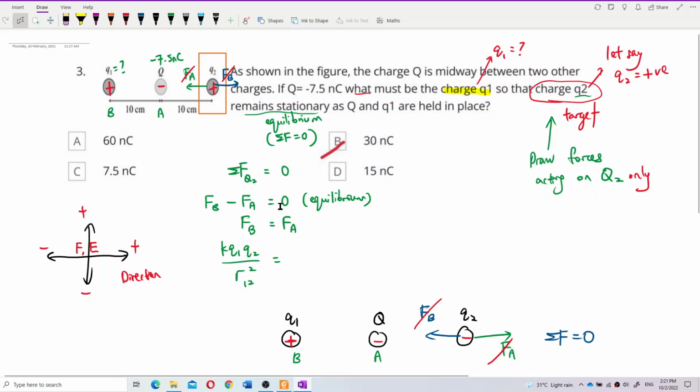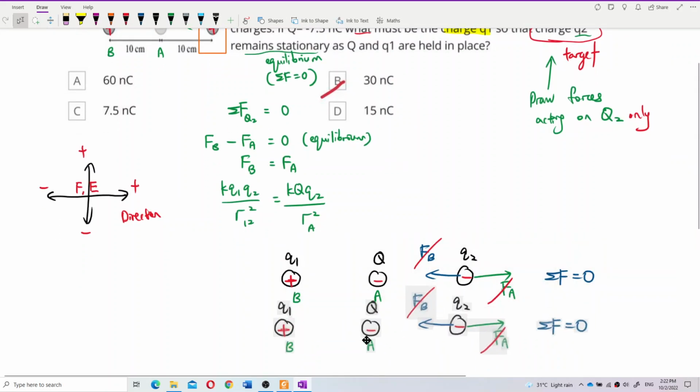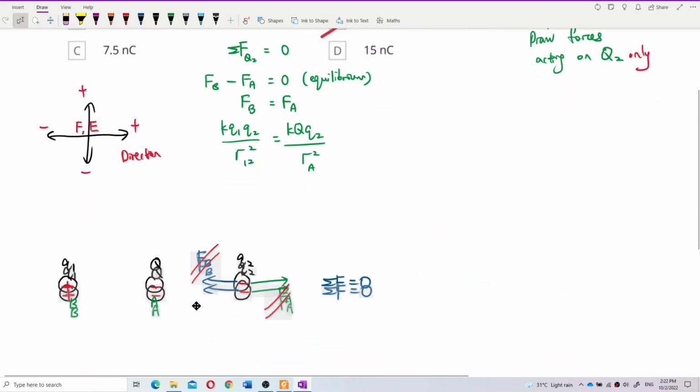And then how about FA? FA is between big Q and Q2. So let's write it down: k big Q and Q2 over RA square. Okay, so let's continue.